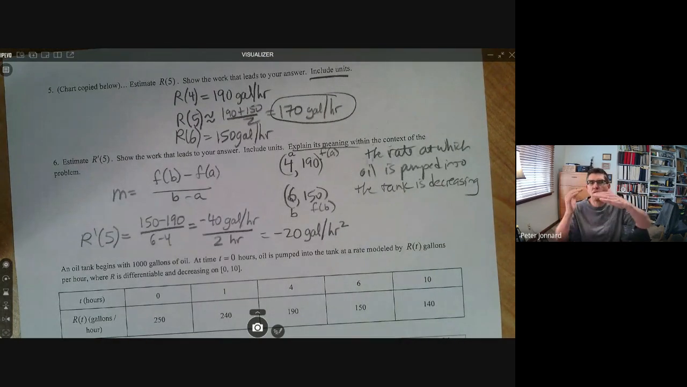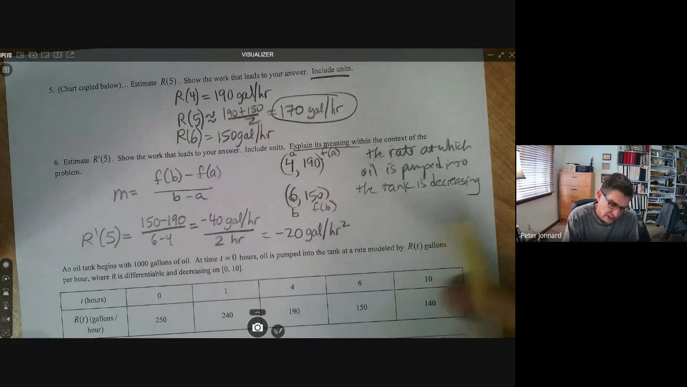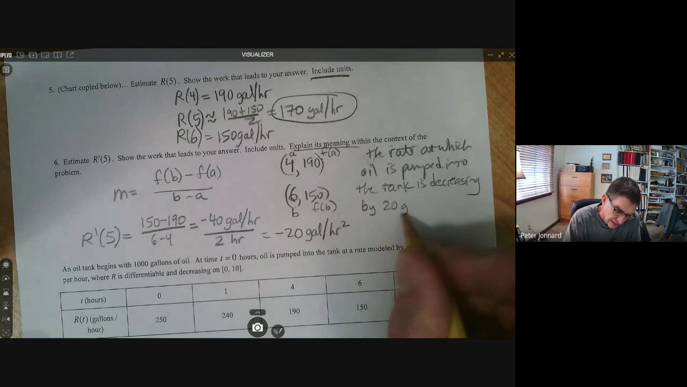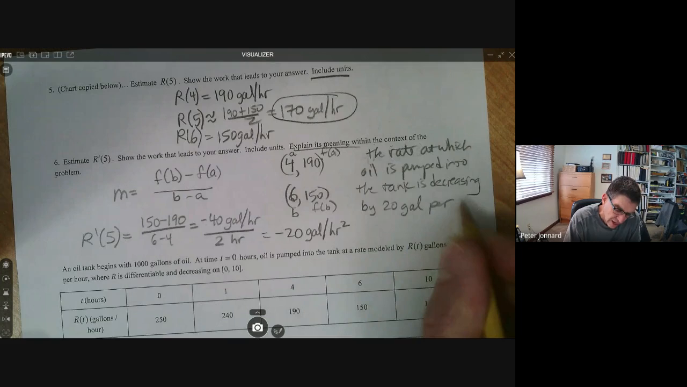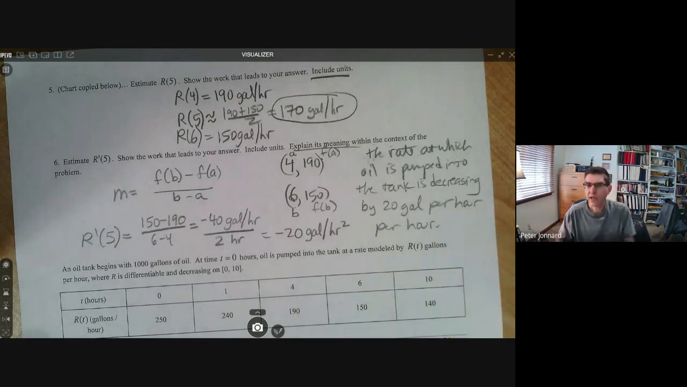Okay, and I talked about that. As the oil level gets higher, you have to pump the oil higher and higher, and it takes more energy to do that. So the rate at which the oil is pumped into the tank is decreasing by 20 gallons per hour per hour. Okay, remember, this is just repeating what we already knew to be true.